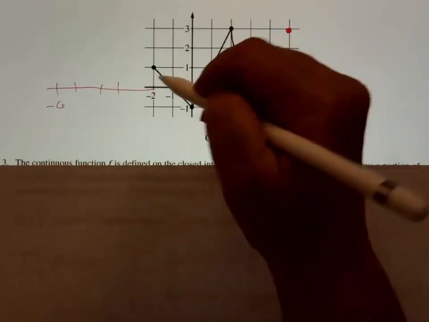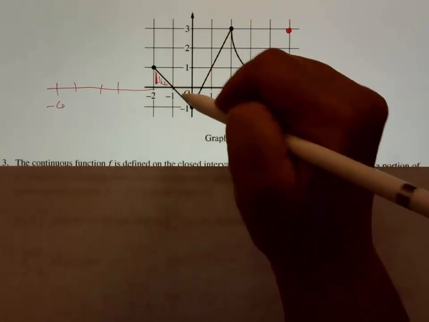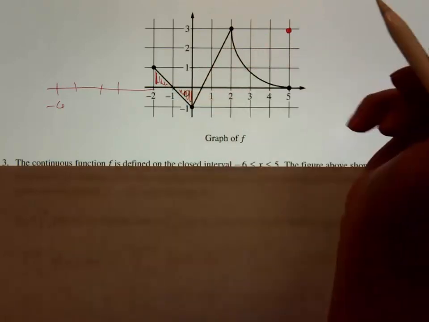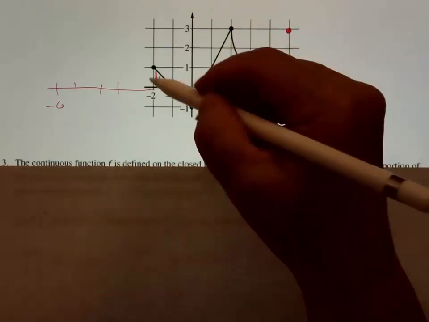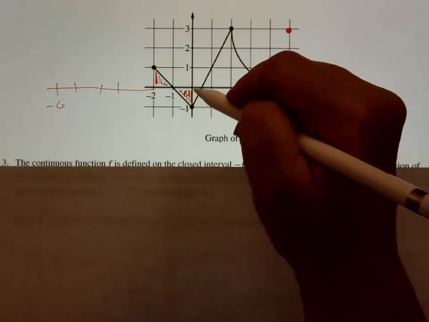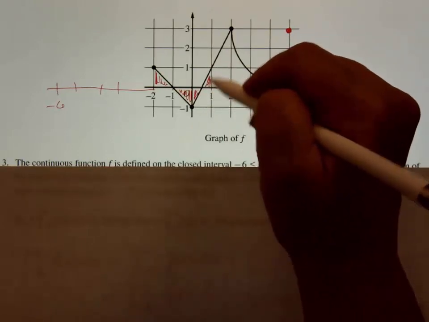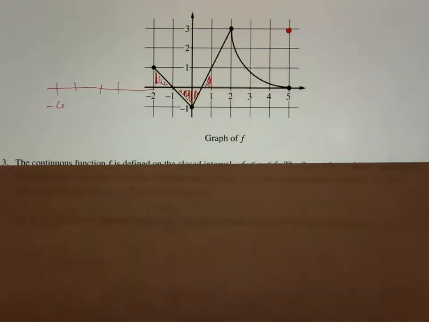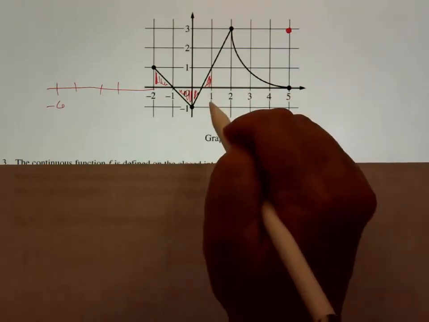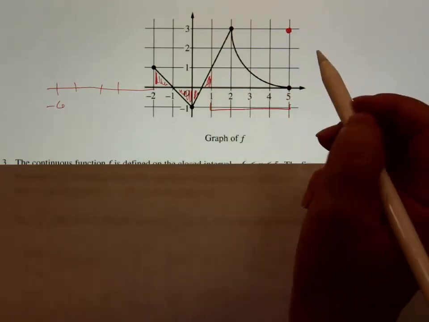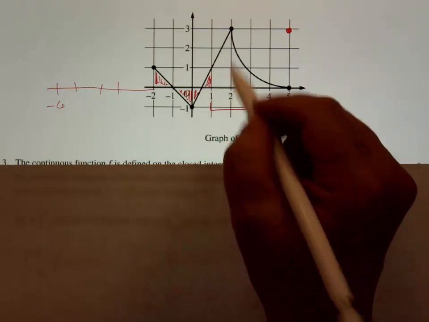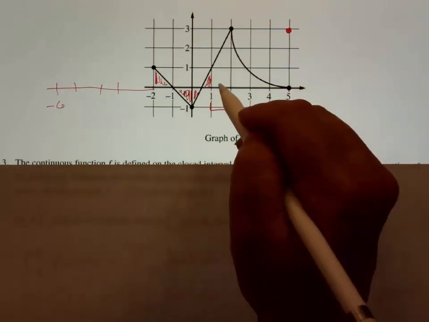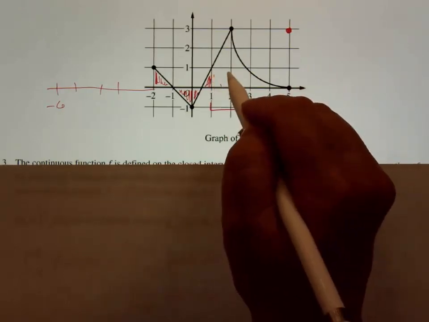This piece here and this piece here cancel each other out. I'm trying to find the area all the way across, so I just ignore that. This little triangle here and this little triangle here also cancel each other out. So the area is actually only from 1 to 5. So from 1 to 2, I have a trapezoid. Height of 1, this base is 1, this base is 3.